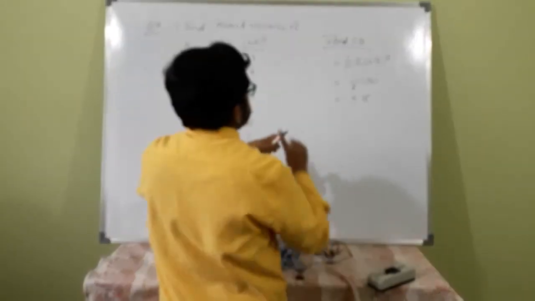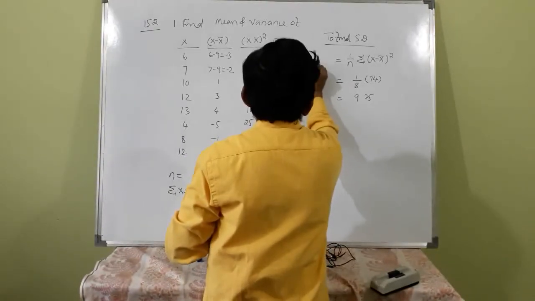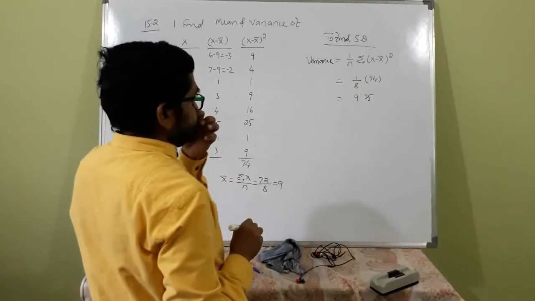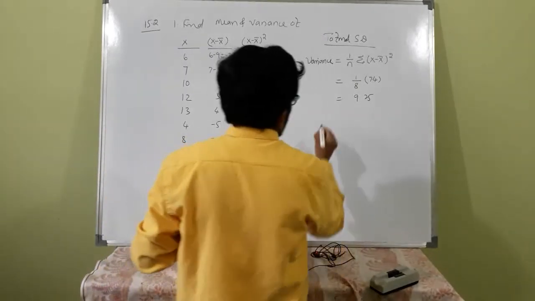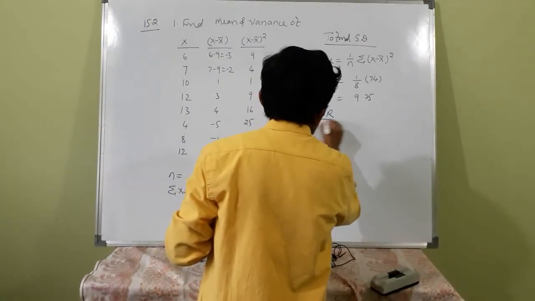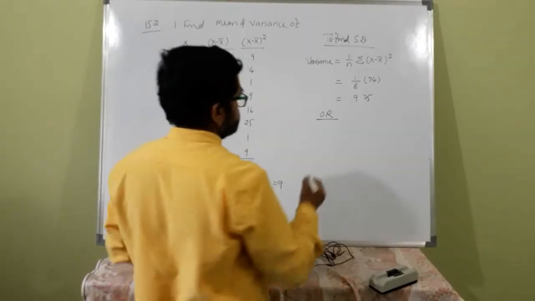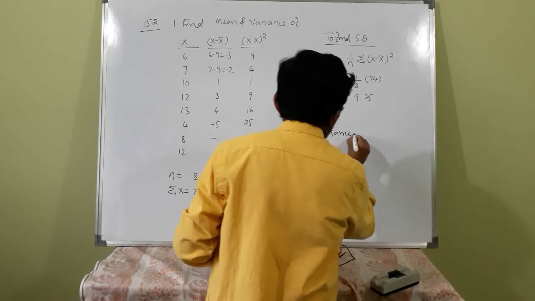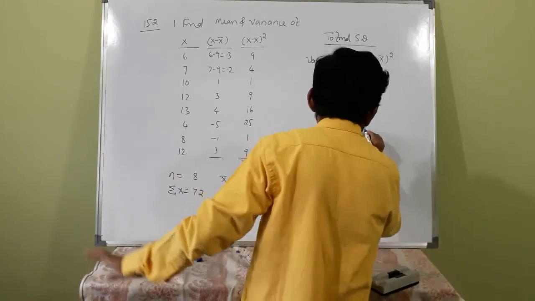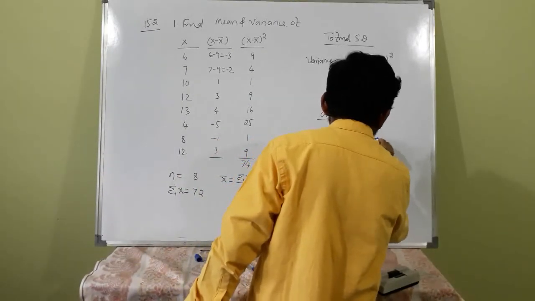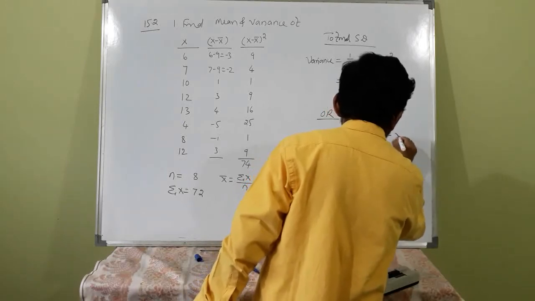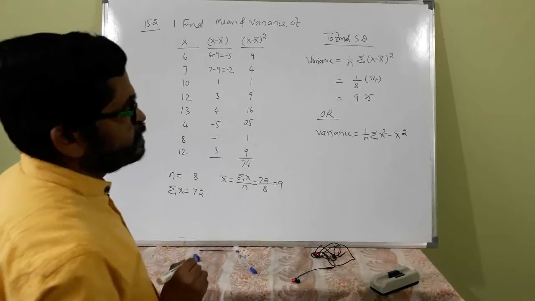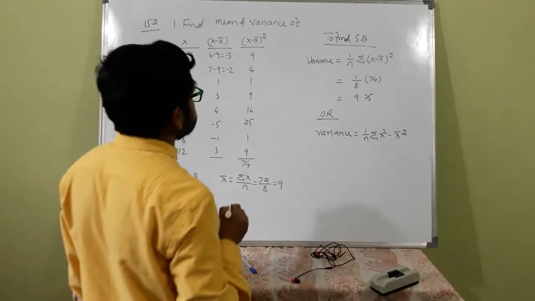Because variance is asked. So variance is equal to that much. Another formula, let us verify. We studied that. Or variance is equal to 1 by n into summation x square minus x bar whole square, isn't it? This formula also we considered.